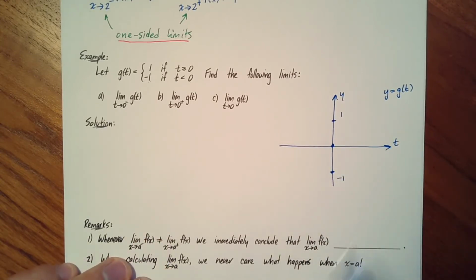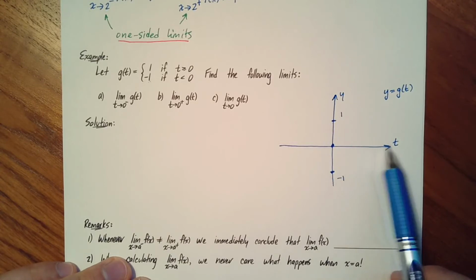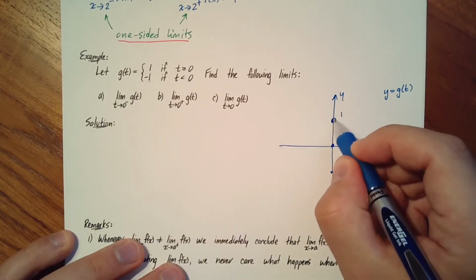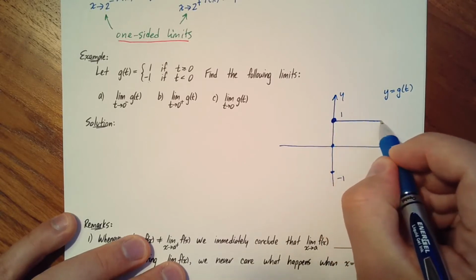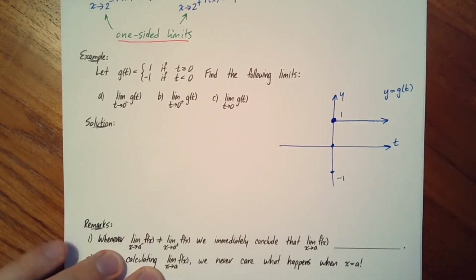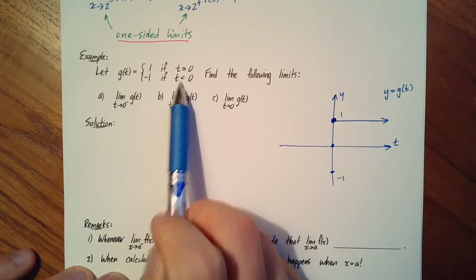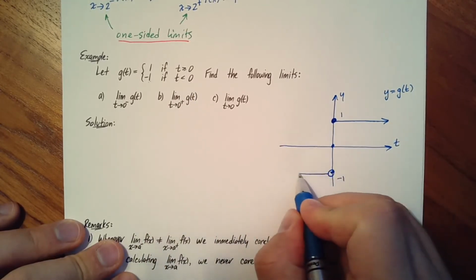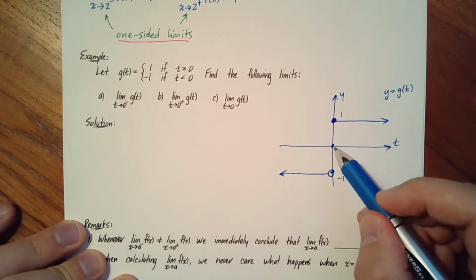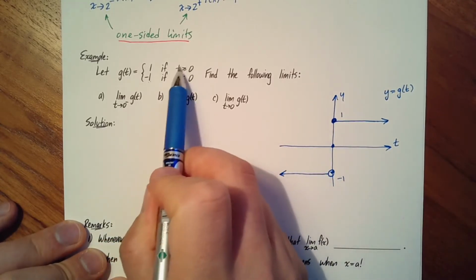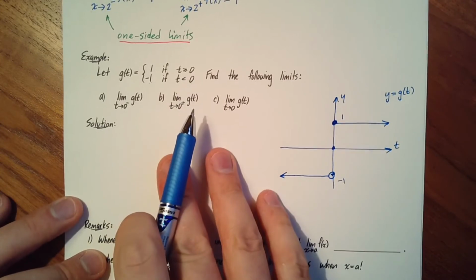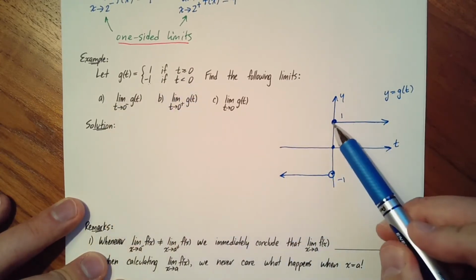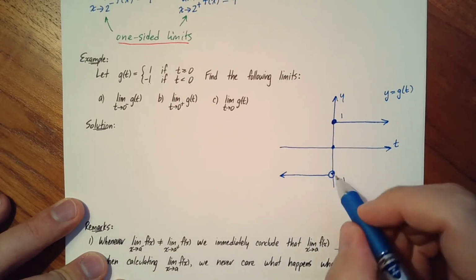For values of t that are greater than 0, for this range, g of t is always positive 1. So it's going to look like this. And then for the values of t that are less than 0, you're going to get this behavior. And it's an open dot, because if you actually plug in 0, that would fall under this rule, right? 0 is greater than or equal to 0. So if I plugged in 0, I'd get g of 0 is equal to 1. So that's why this dot is solid and this dot is empty. You don't actually include this dot.